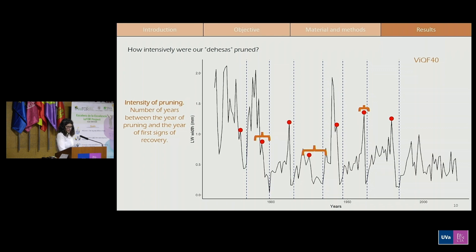Another measure of the historical management is the intensity of the pruning, which is the number of years between the pruning event and the first signs of late wood recovering. In this example, we can see the late wood of a Scots pine tree. The red dots show the pruning events, and the last line shows the recovery time. Depending on the intensity of the pruning, the recovery period can be longer or shorter. The more intense the pruning, the longer the recovery.